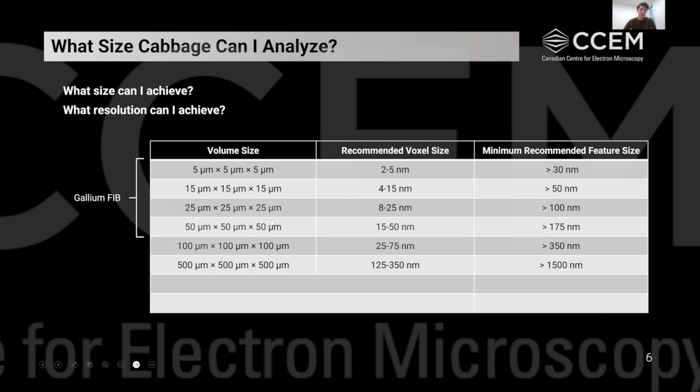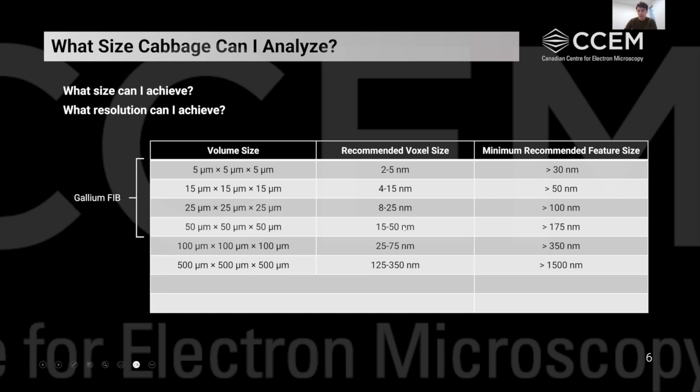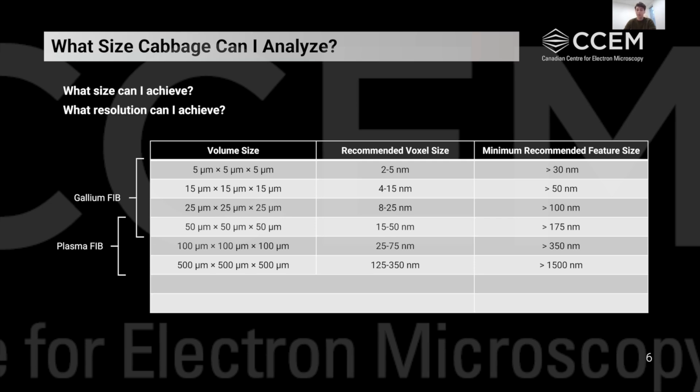And then for these intermediate volumes, maybe a 50 micron by 50 micron by 50 micron volume, we can look at features that are roughly 200 nanometers in size or larger. We can use a voxel size on the order of 15 to 50 nanometers. However, if we want to probe larger 3D imaging volumes, we can also use our plasma FIB that we have available here at McMaster at the CCEM to probe these larger volumes, to achieve a larger voxel size and look at larger features still in the structure.